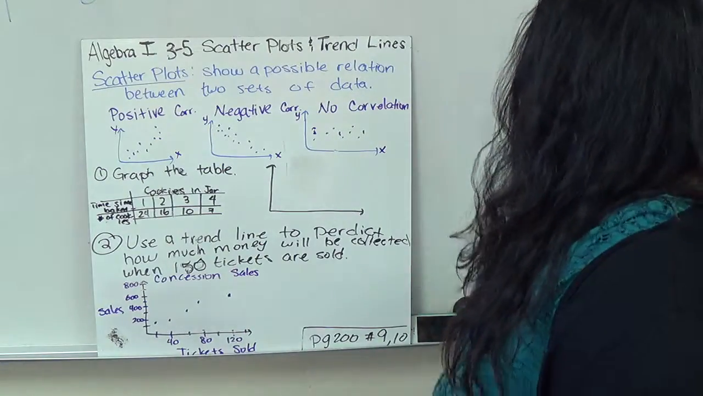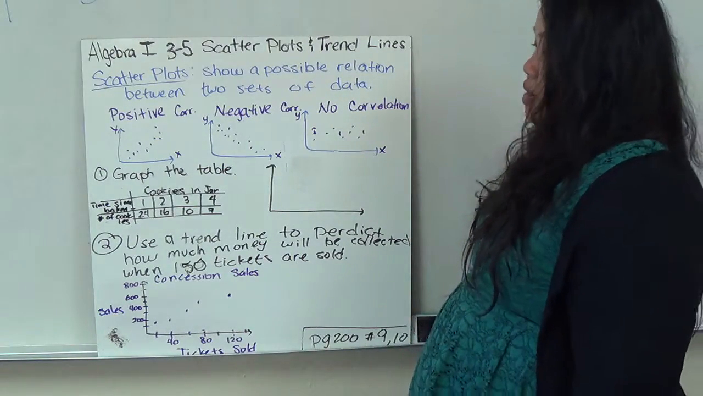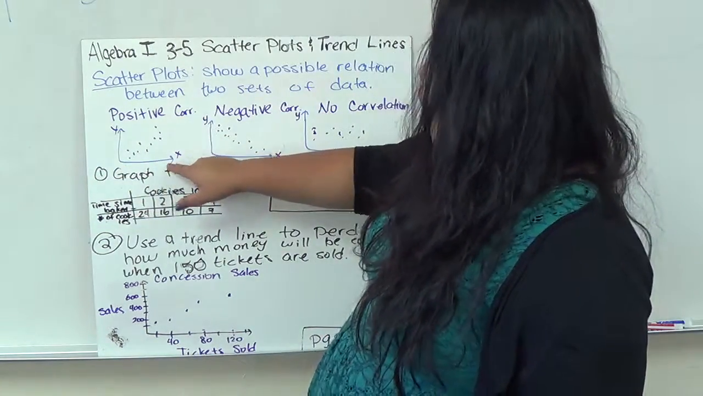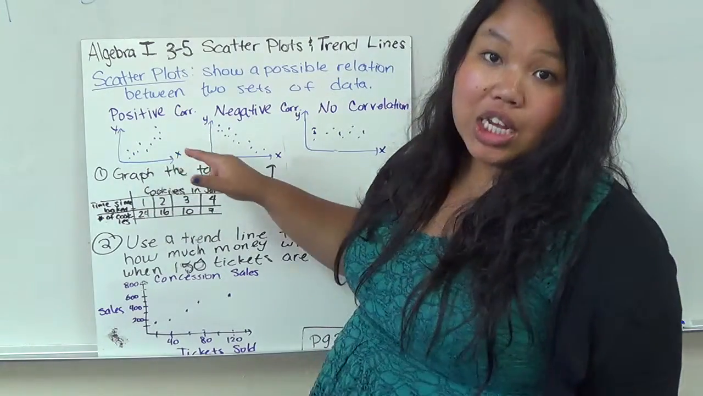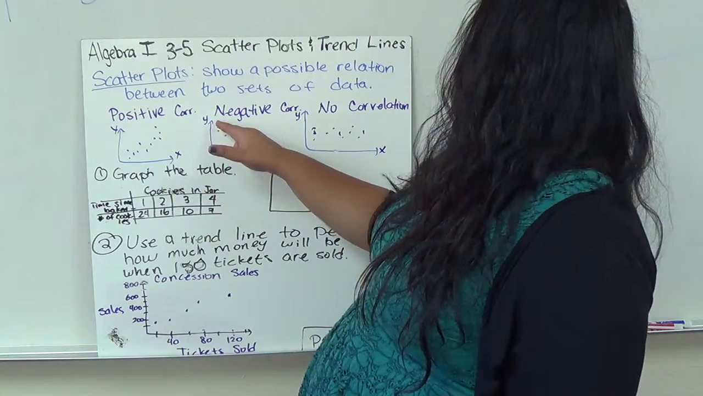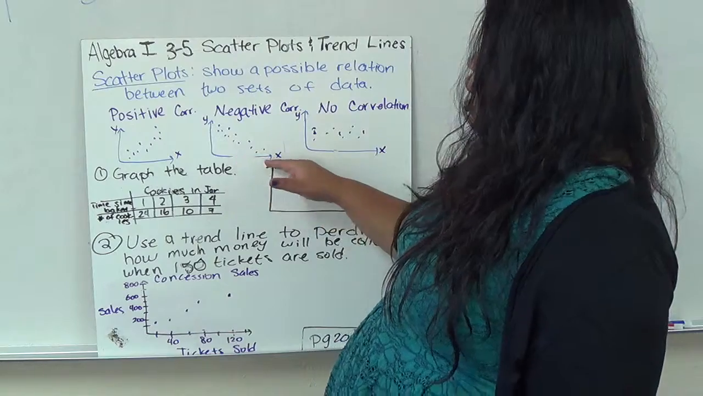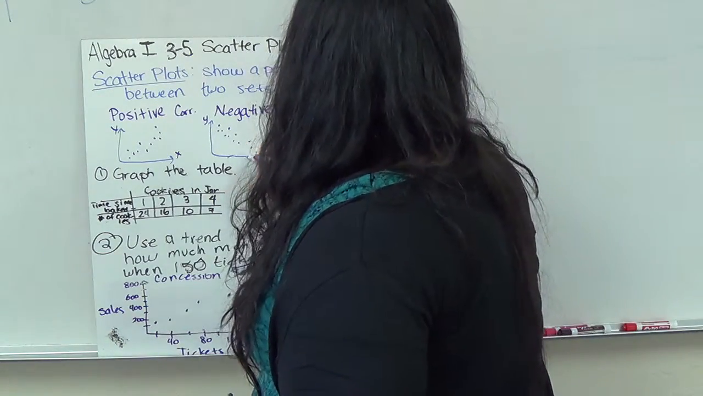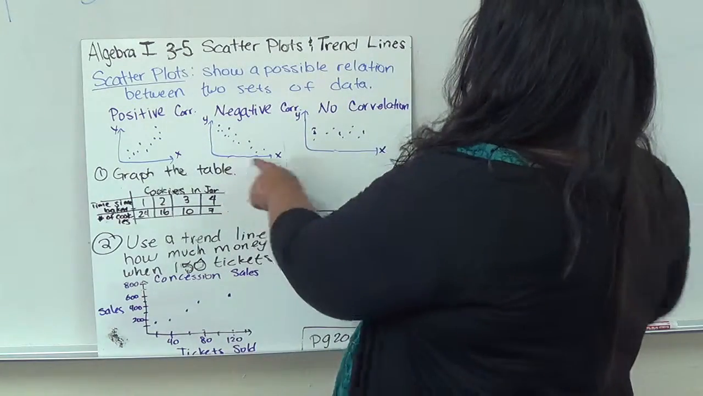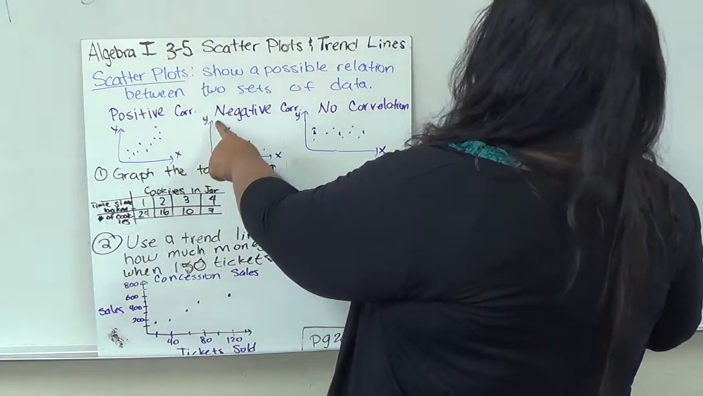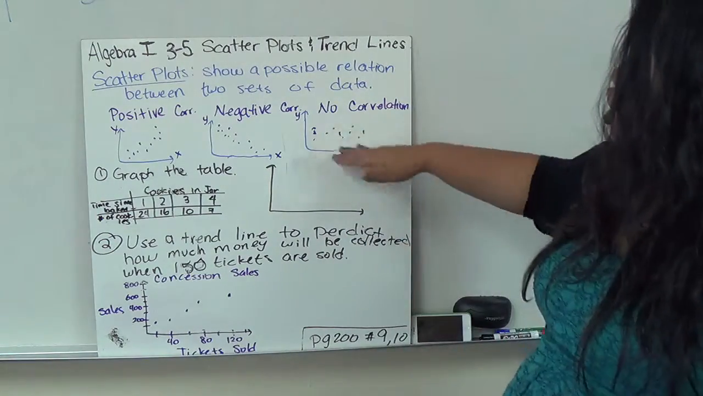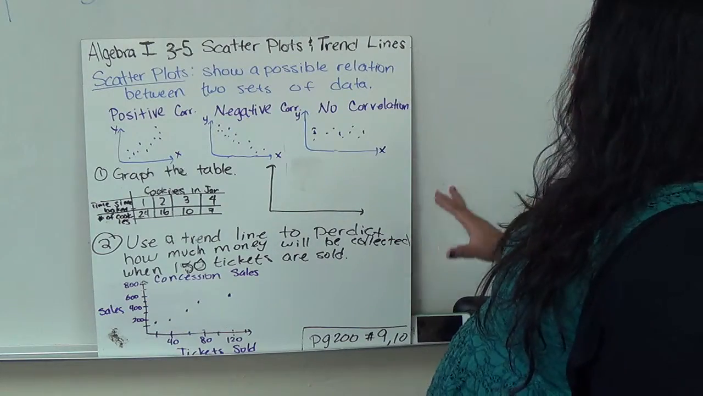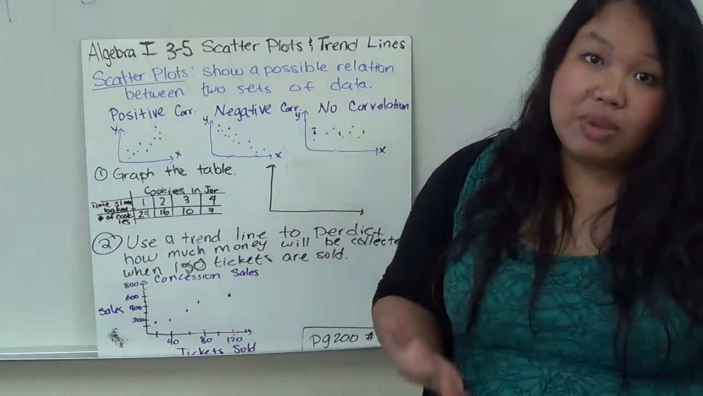So scatter plots show possible relation between two sets of data, okay? If it's generally going up, so as x is going up, y is going up, this is called a positive correlation. When it's going down, that means x is still going up because x is still increasing no matter what. You're not going to go backwards on x. But while x is increasing, y is decreasing, that's called a negative correlation. Now, if it's just all over the place, if it's staying still, if it's too much to see correlation, that means there's no relation that can be found.